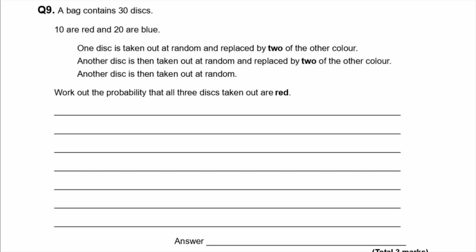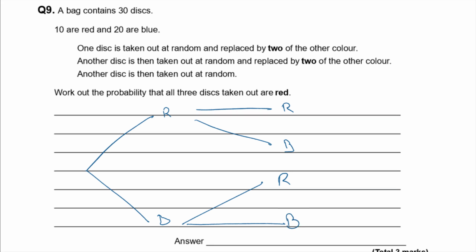Okay, so we've got a 3 tier probability tree here, haven't I? I've got red and blue on the first selection, and then red and blue there, and then red and blue there, and then I've got another selection, red, blue, red, blue, red, blue, red, blue.